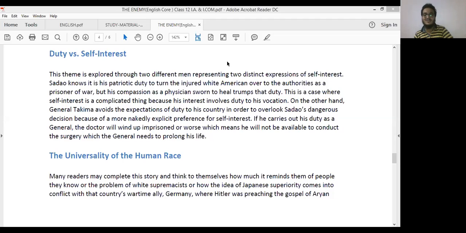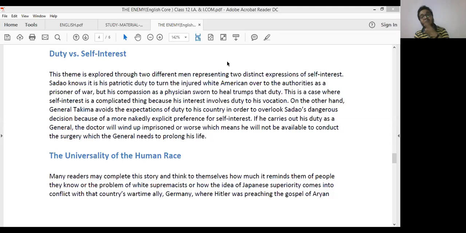So self-interest dragged him towards the duty. On the other hand, General Takima avoids the expectation of duty to his country in order to overlook Sadao's dangerous decision because of a more nakedly explicit preference for self-interest.